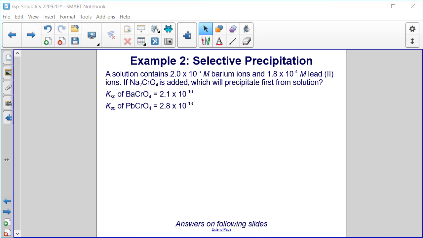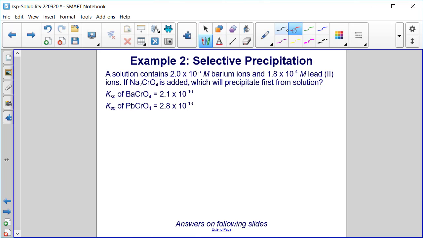A solution contains 2.0 times 10 to the minus 5 molar barium ions and 1.8 times 10 to the minus 4 molar lead 2 plus ions. If we add sodium chromate, which will precipitate first from the solution? Will barium chromate precipitate first with its Ksp of 2.1 times 10 to the minus 10? Or will lead 2 chromate precipitate first with its Ksp of 2.8 times 10 to the minus 13?